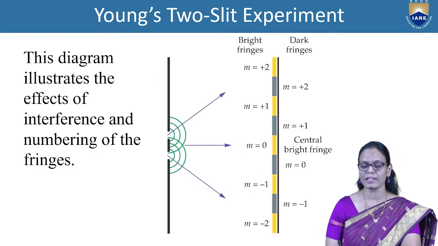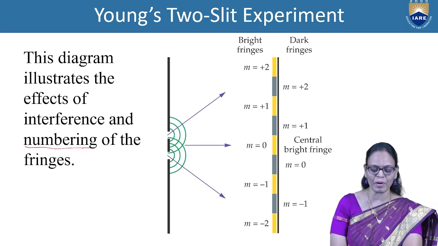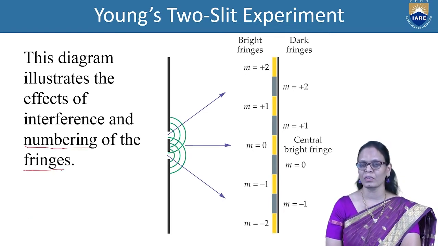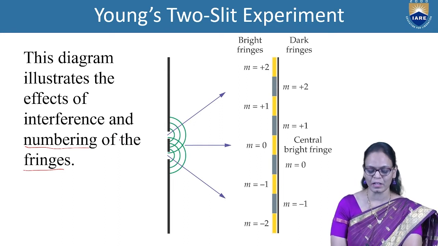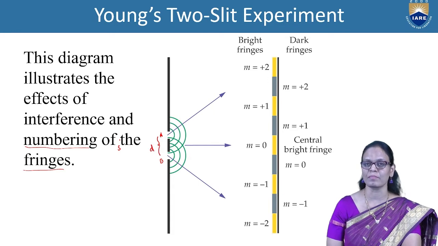So now let us understand how these bands are formed. And now we will understand this diagram. With the help of this diagram, we will understand the effect of interference and also how we number these fringes. The same setup we have considered. We have a source S here. Light coming from the source is passing through two slits A and B. These two are separated by a small distance D.